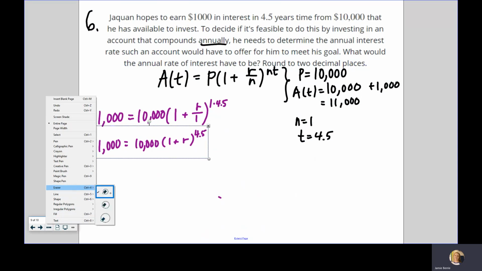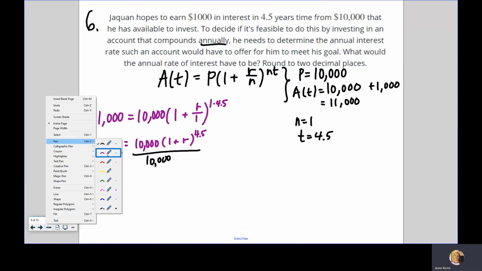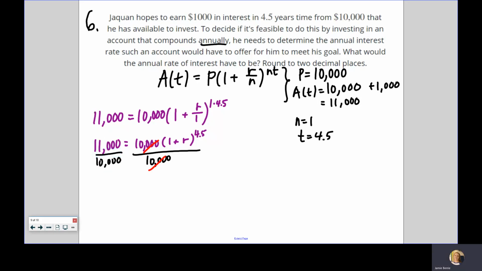All right, so we're trying to solve for R here. So let's divide both sides by 10,000. It's going to cancel out over here. Now let's see, what is 11,000 divided by 10,000? Just doing this on my calculator really quick. It's 1.1. Same number as last time. Equals 1 plus R to the 4.5 power.